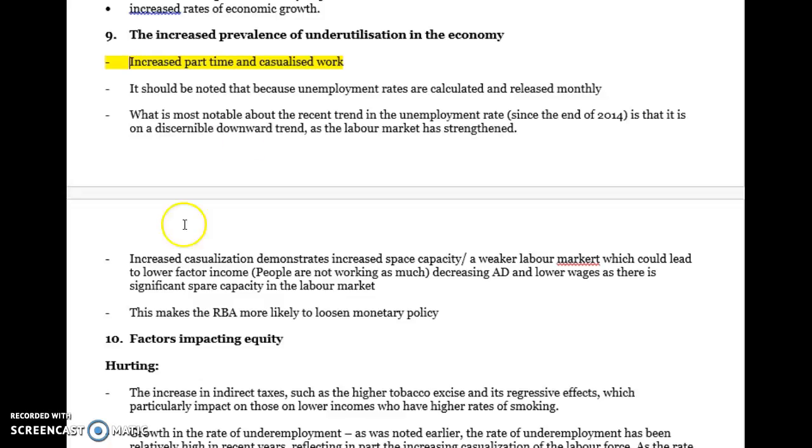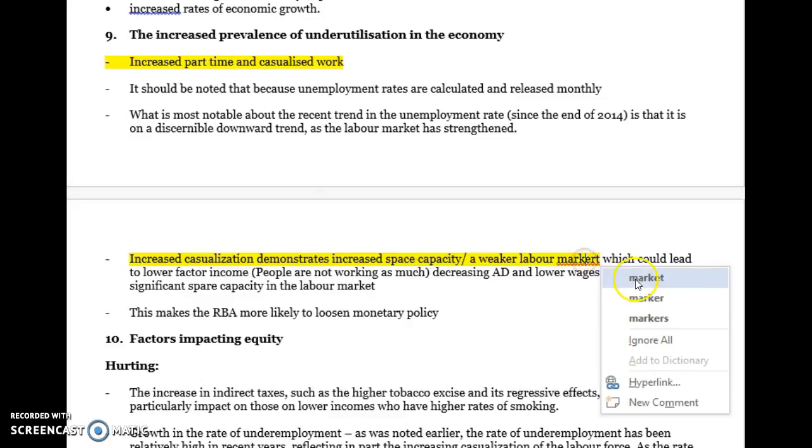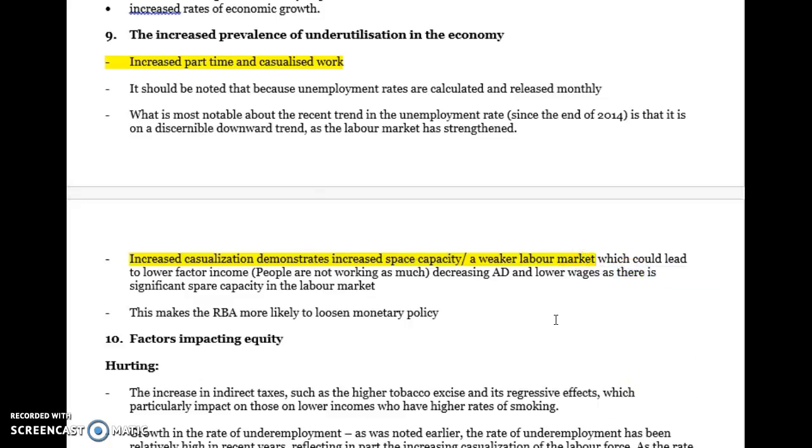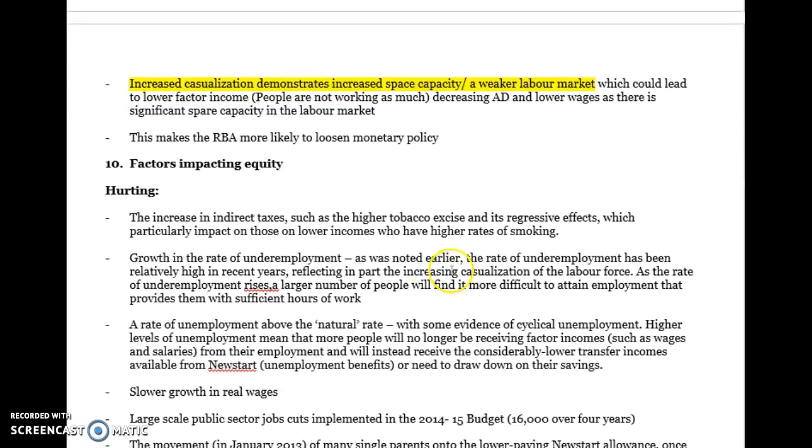So it's important to know why the underutilisation rate has increased, and that's because of casualisation and the impact that can have on factor incomes and spare capacity and the RBA's monetary policy stance. Factors impacting equity, I'm not going to talk about these now, we've talked about them a lot, but growth in underemployment is one good reason why it's hurting equity.